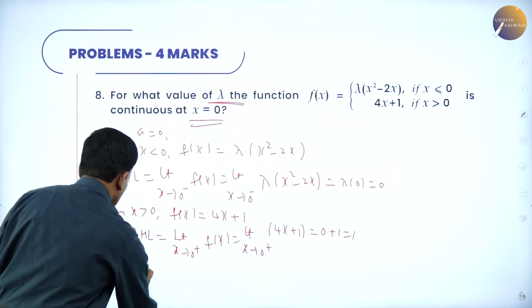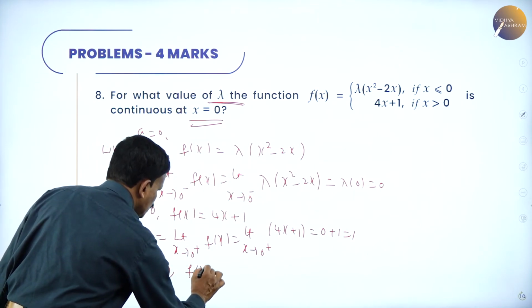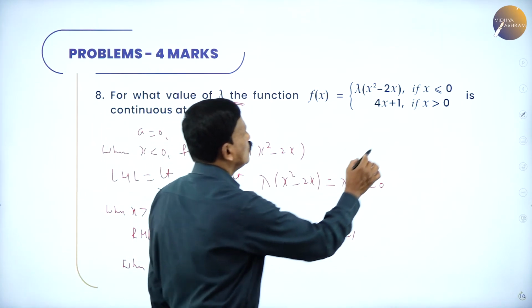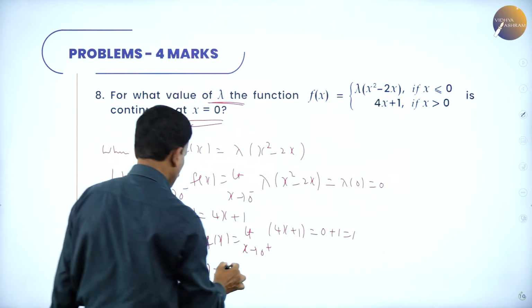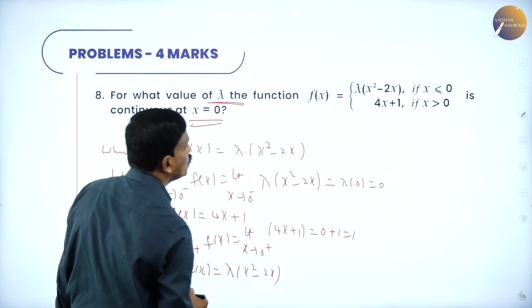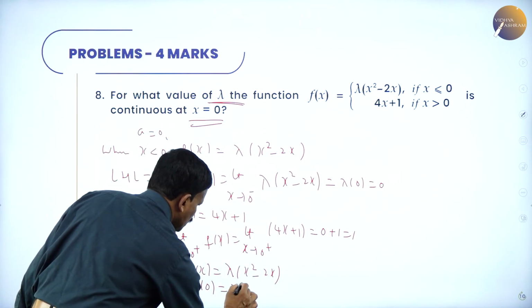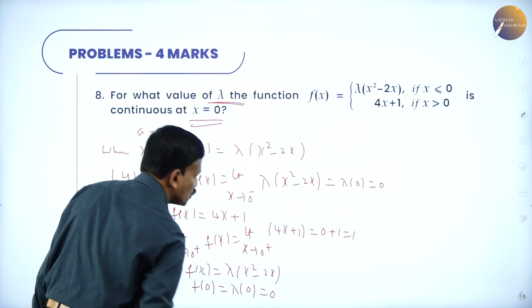When x is equal to 0, the functional value f of 0 is again lambda into x square minus 2x. So if you put x is equal to 0, f of 0 you will get lambda into 0 is equal to 0.